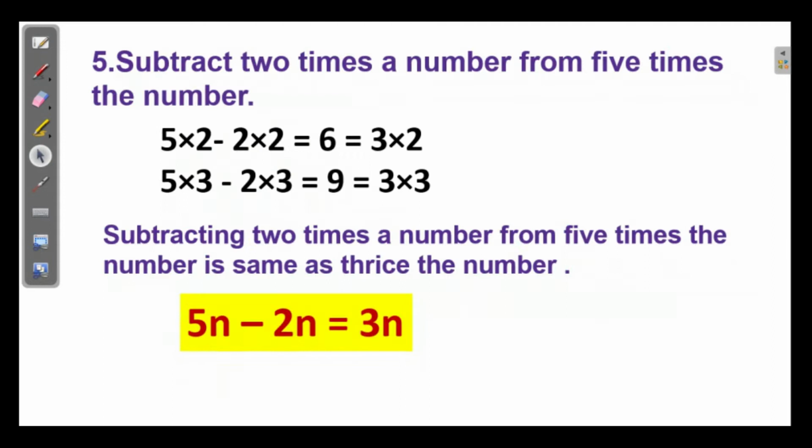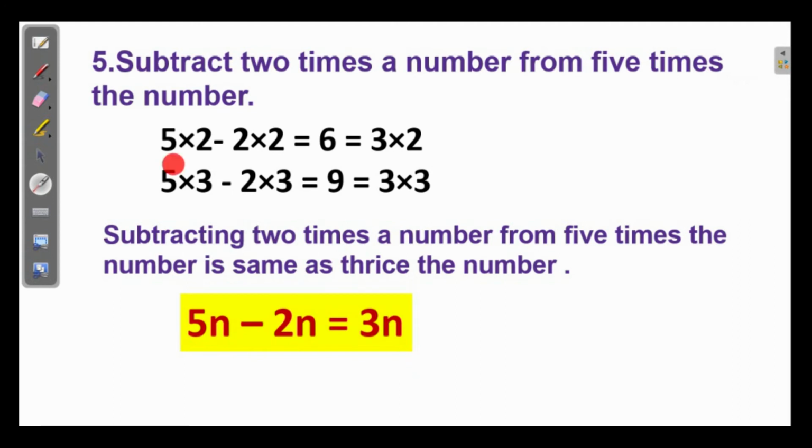Now the last question. Subtract 2 times a number from 5 times the number. We can think of our candy bottle, carrying n. Subtract 2 times a number, 2n, from 5 times the number, 5n. 5n minus 2n is equal to 3n.